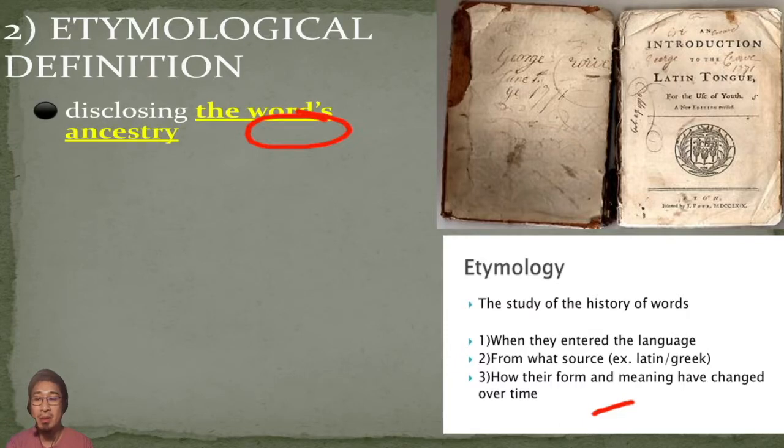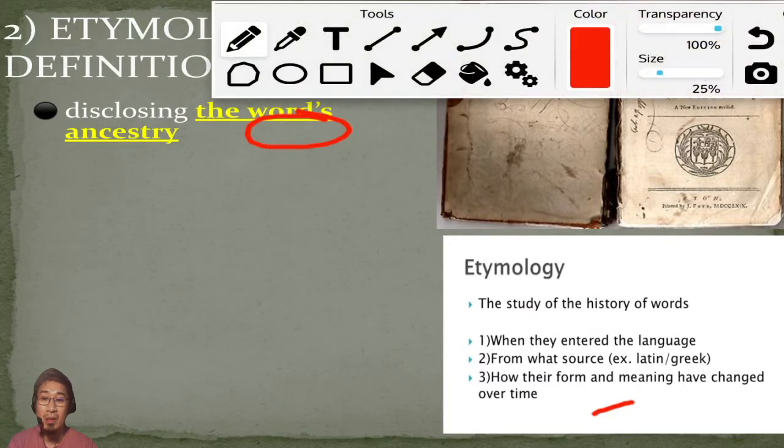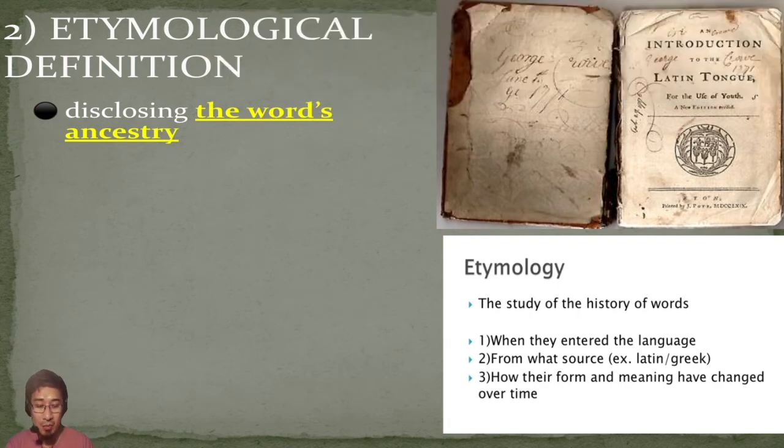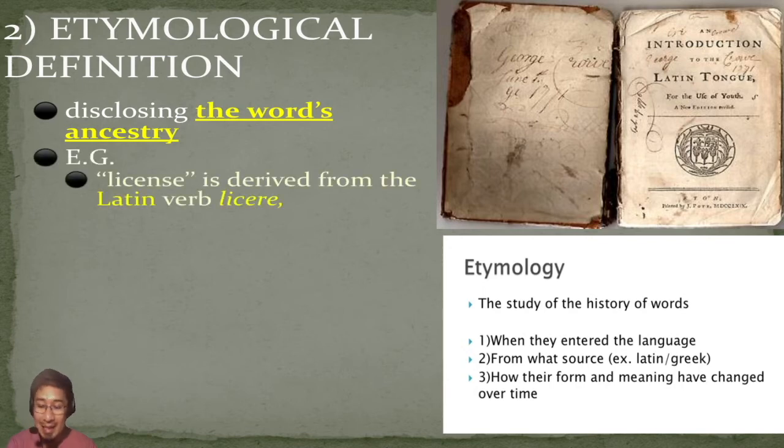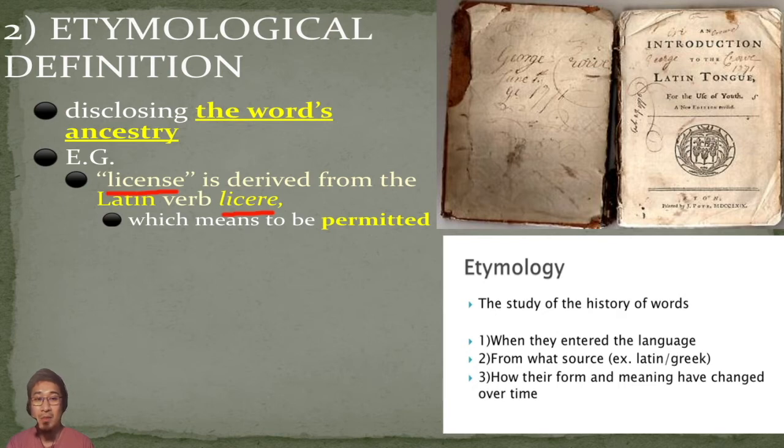For etymological, our keyword here is ancestry, or the history of the word. Where did it come from? When we say where it came from, it refers to your old languages, like Latin. License is a contemporary English word, but it has its roots from the Latin verb licere. Licere means permitted. So license is derived from the Latin verb licere, which means to be permitted. So etymology, or etymological, is the study of the history of words. Our history here is Latin, an old language.